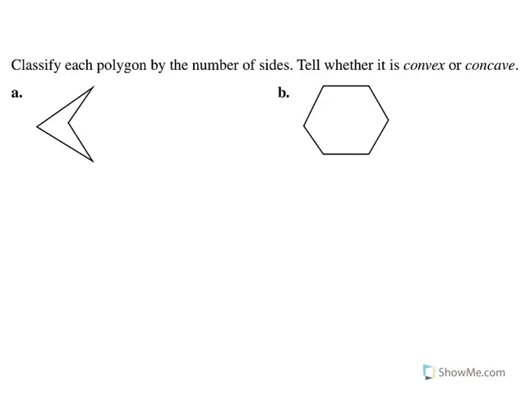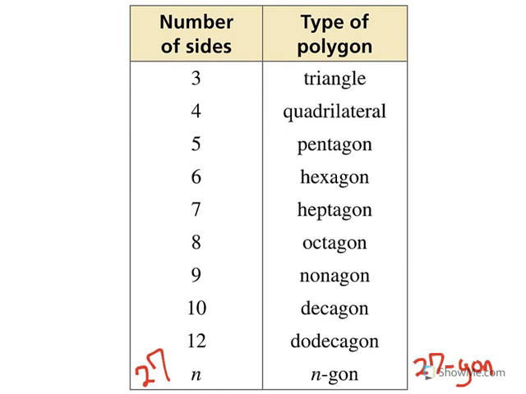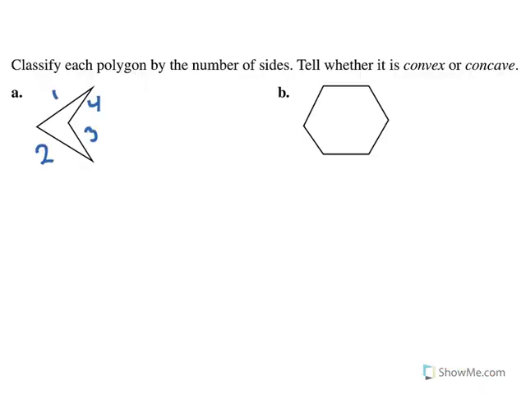So we're going to go ahead and just look at this problem. We want to classify each polygon by the number of sides, and then we want to tell whether it is convex or concave. So if we look at our first one, A, we first want to look at how many sides it has. So if I count this side, that's 1, 2, 3, 4. If you need to, you can look back at that table. So if I have 4 sides, we call that a quadrilateral. So we're going to call it a quadrilateral.